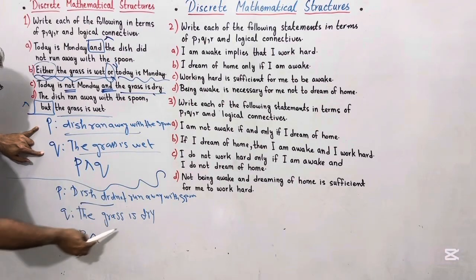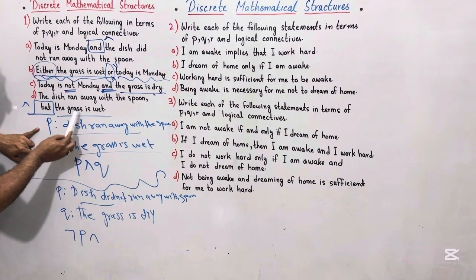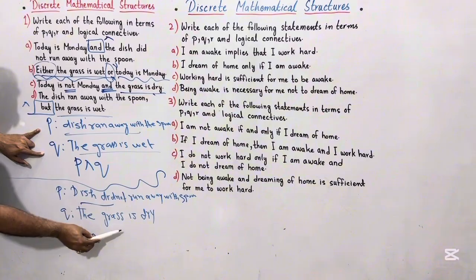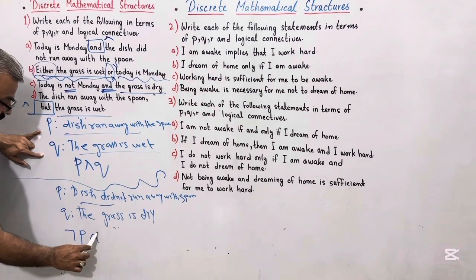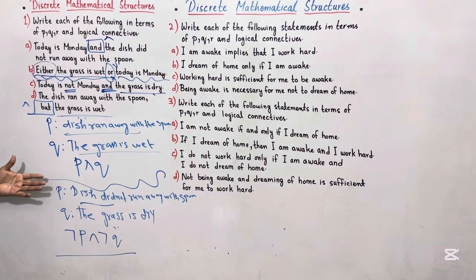Q is the grass is dry, and we have to write the grass is wet. The grass is wet is the opposite of the grass is dry. That's why we take the negation of Q. That is one way of writing.